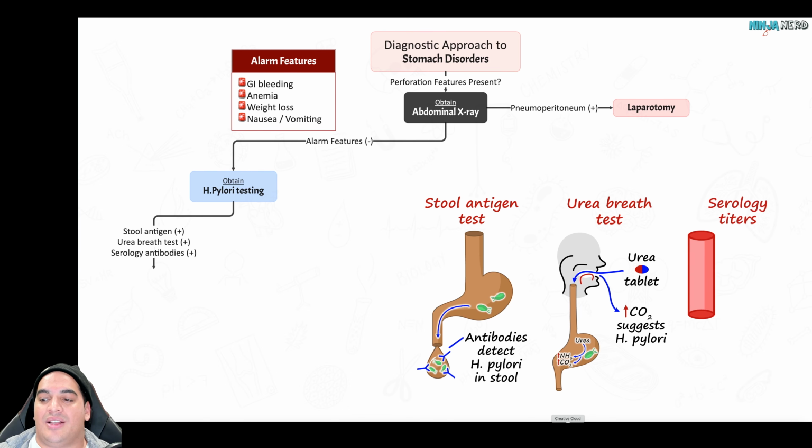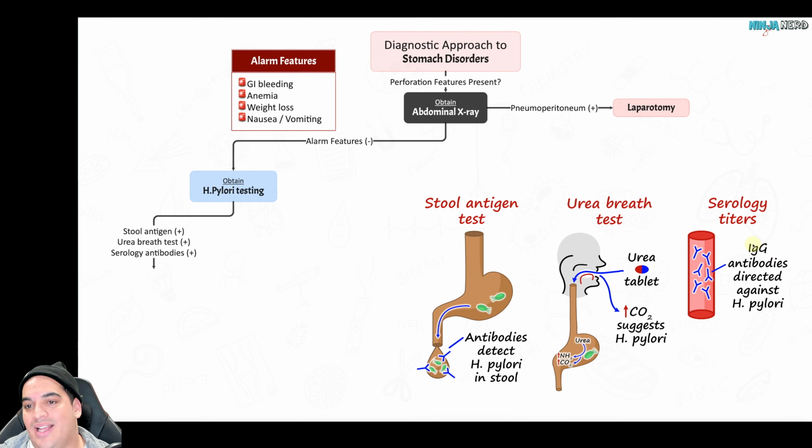The other one is serology titers. These are not very good tests. This looks for potentially antibodies that your body has tried to develop against the H. pylori. But the problem is that they're often IgG antibodies. And that doesn't tell you if a patient has an active infection, so it's not super helpful at all. Oftentimes, the best non-invasive test is the urea breath test and the stool antigen test. Usually for diagnostics, urea breath test is better.